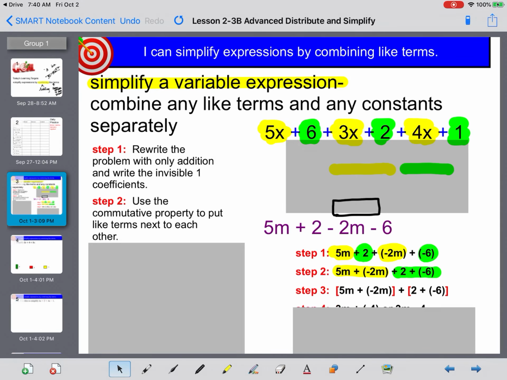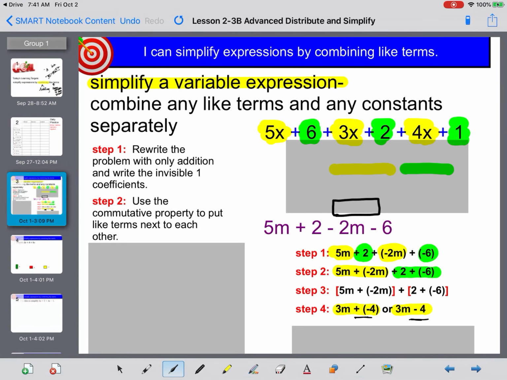So the associative property allows me to group those, and now there's two ways to write it: 3m plus negative 4, because 5m plus negative 2m is 3m, and 2 plus negative 6 is negative 4, or you could call it 3m minus 4, because adding the opposite, adding a negative and subtraction mean the same thing. Make sure you're good with calling it either way.